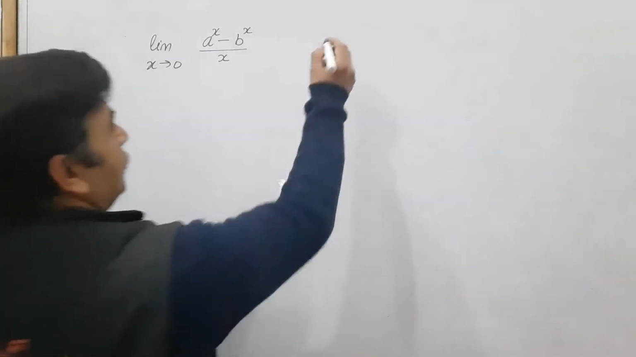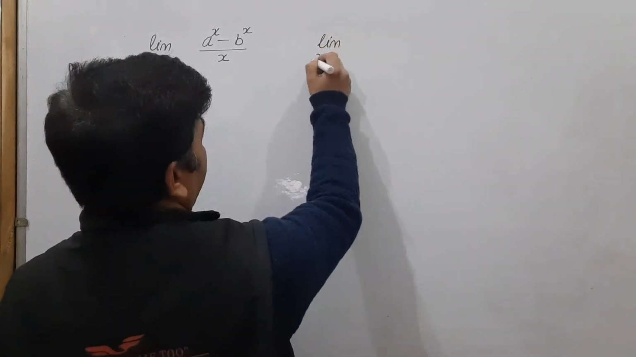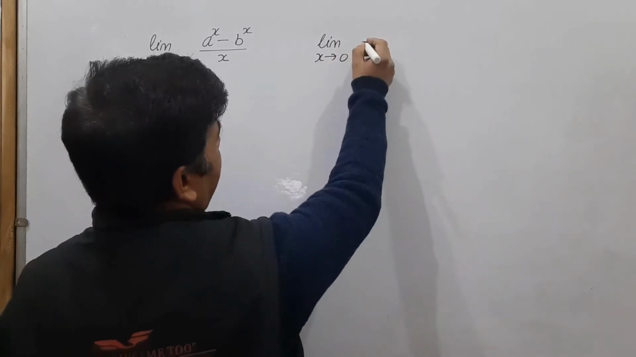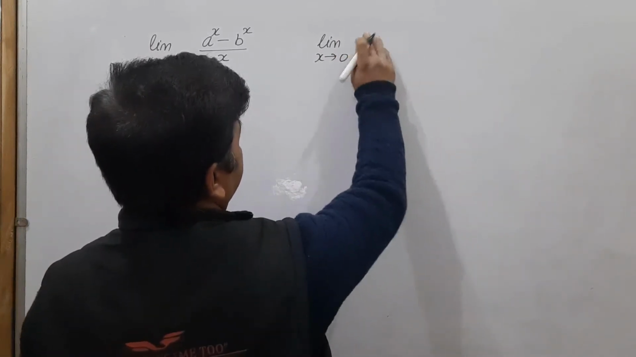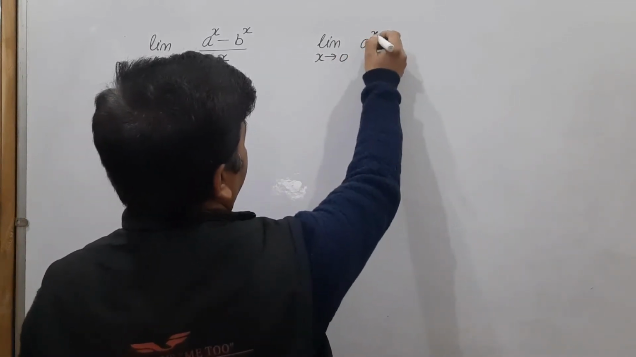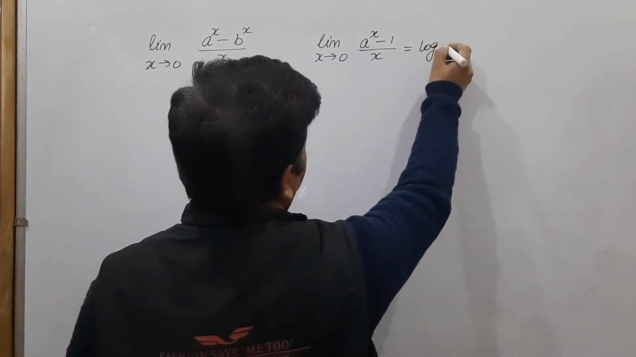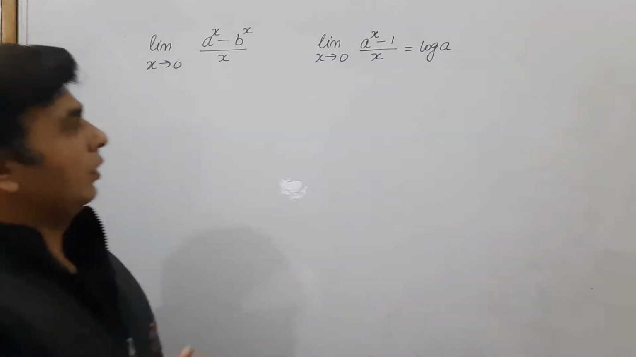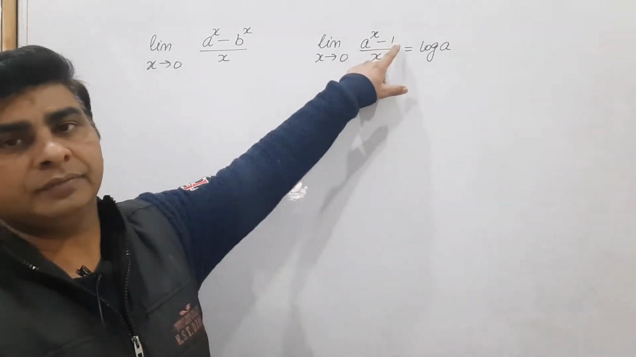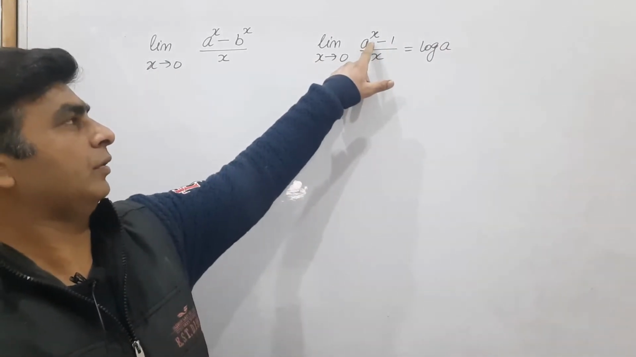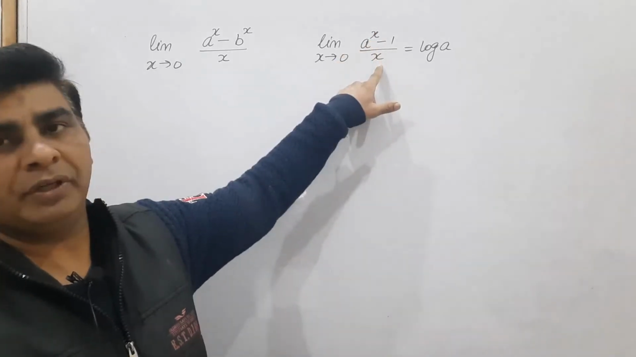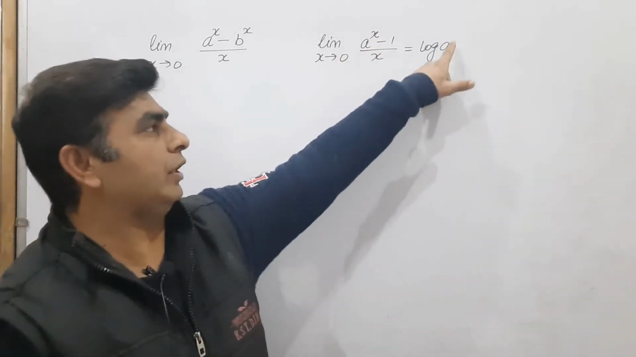And we have a formula. I have told you earlier that if x tends to 0, then a to the power x minus 1 upon x is written as logarithm of a. So minus 1 should be there, and whatever the power of a is there, that should be divided by that one, then this value will be equal to log of a.